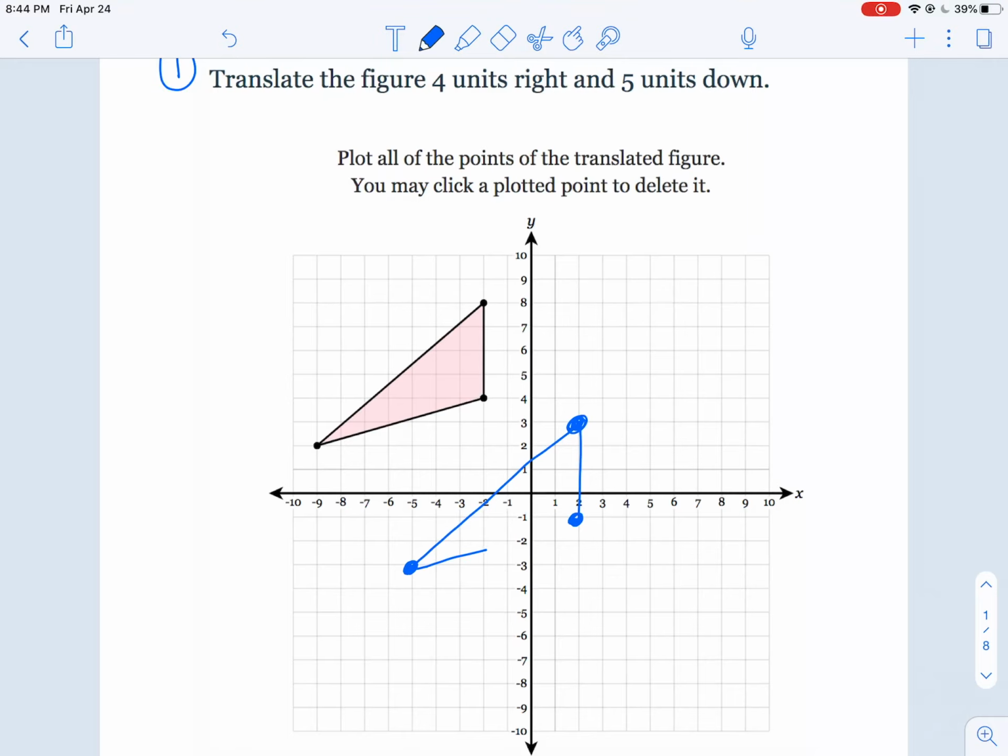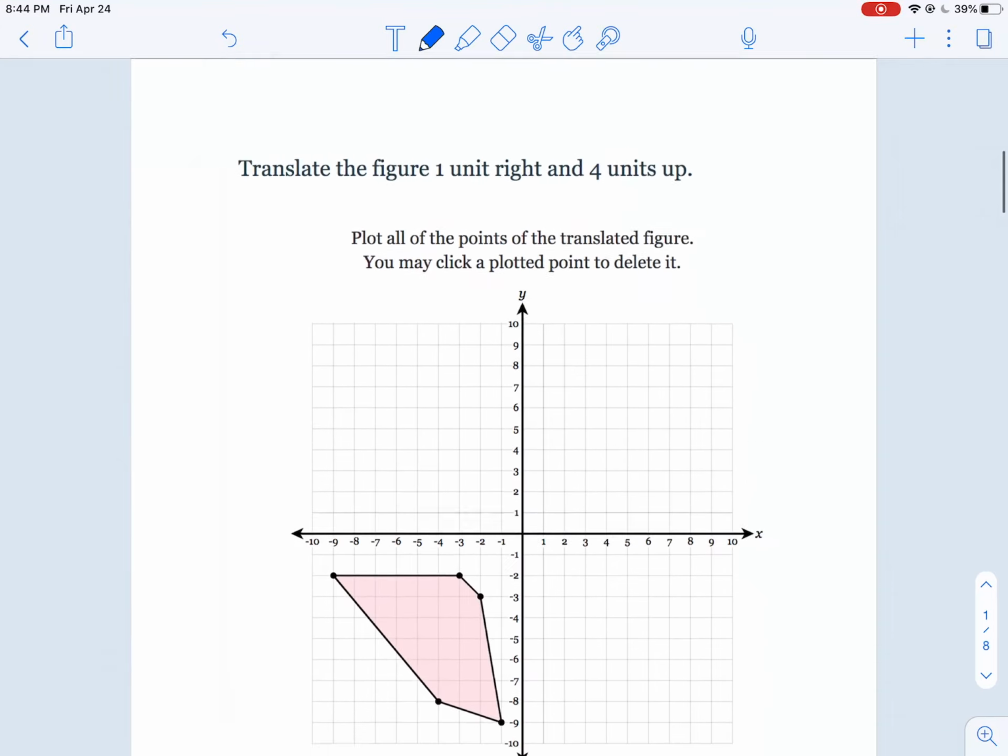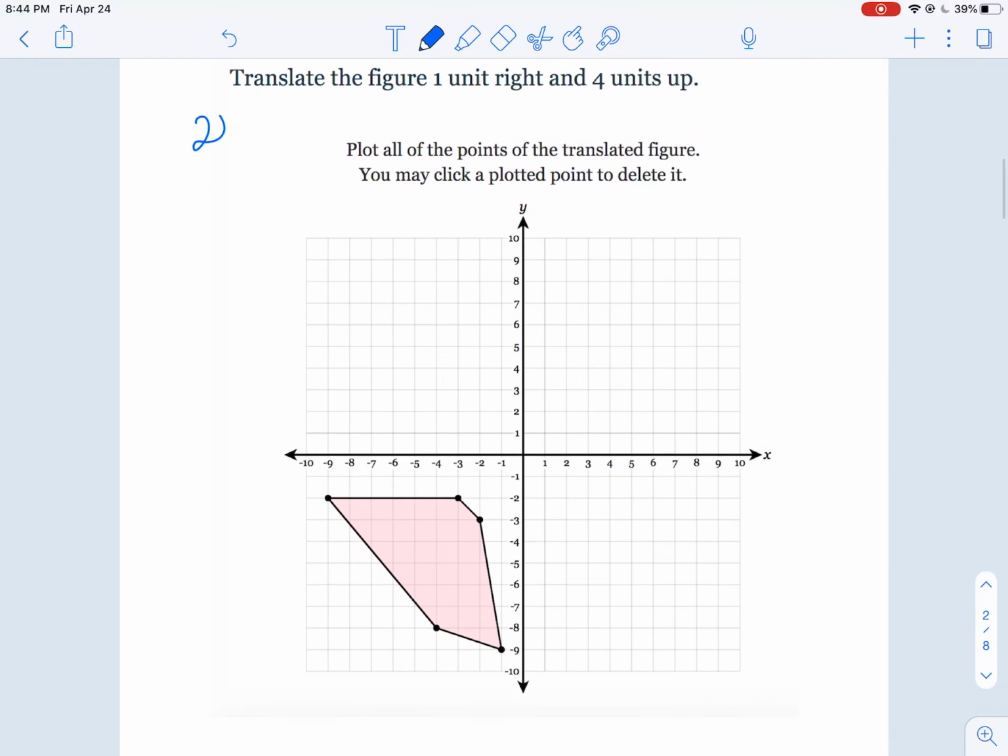Connect the dots if you need to, or unless they connect them for you, and there would be your translation. Okay, remember, translating is just sliding the shape. One more example of translation. It asks us to move it 1 unit right and 4 units up. So every point you have to move 1 unit to the right and 4 units up.